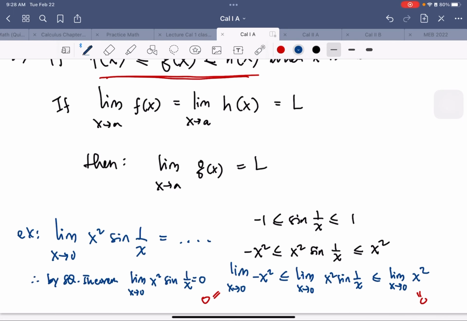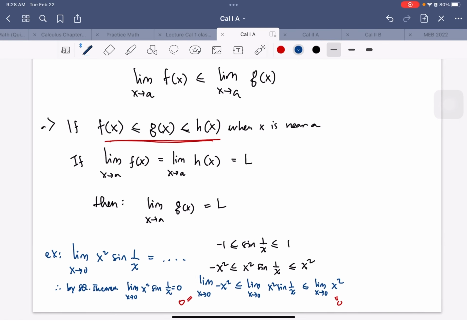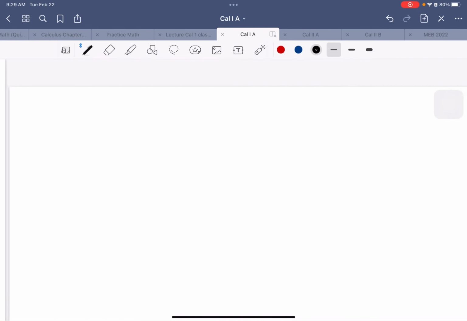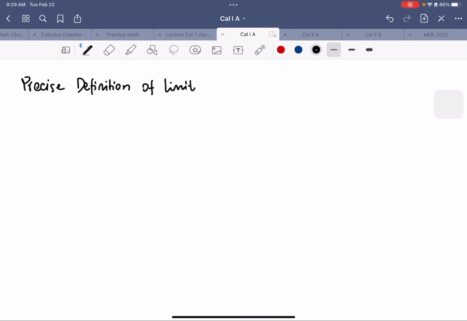Okay. Now the next section, I will go through the precise definition of a limit. So, the precise definition of limit. So let's say we have a piecewise function.